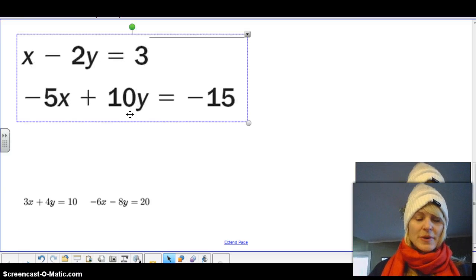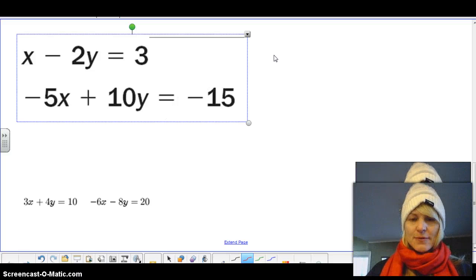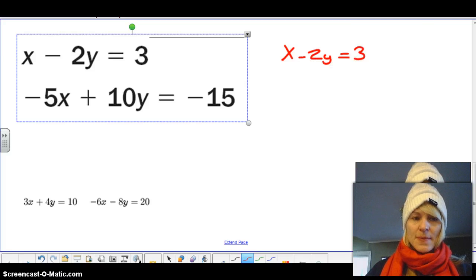All right, so I changed that problem out. I didn't like that one. That didn't show me what I wanted to show you. So I have a new problem now. I'm going to rewrite this because I don't like how they're spaced out funny. So we have x minus 2y equals 3, and we have negative 5x plus 10y equals negative 15.